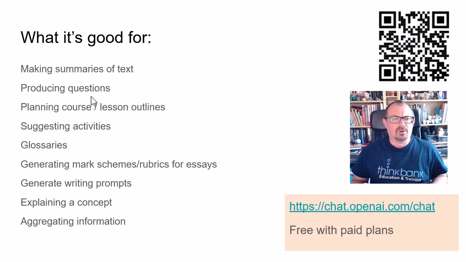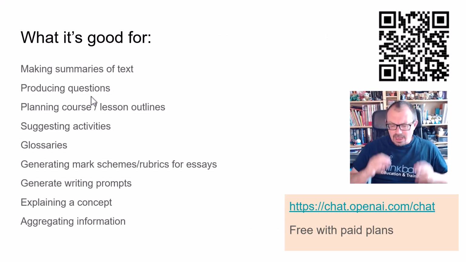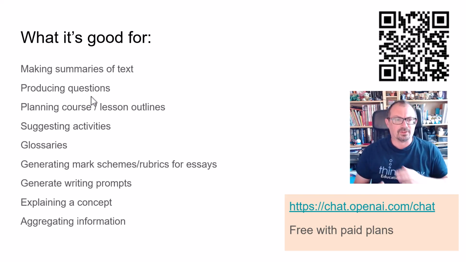So what is it good for? Making summaries of texts. Here's a chunk of text, summarise that as a paragraph. Here's a chunk of text, produce an outline of that, or here's an outline, make it bigger. Producing questions, so here's a chunk of text, produce me 10 multiple choice questions, or 5 true or false questions, or 5 short answer questions. It'll generate those for you.